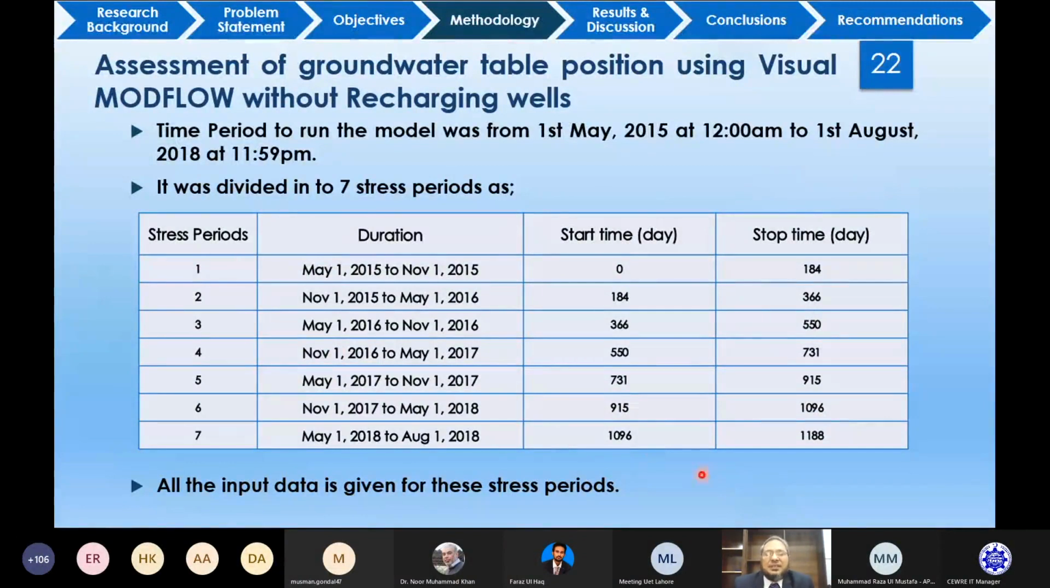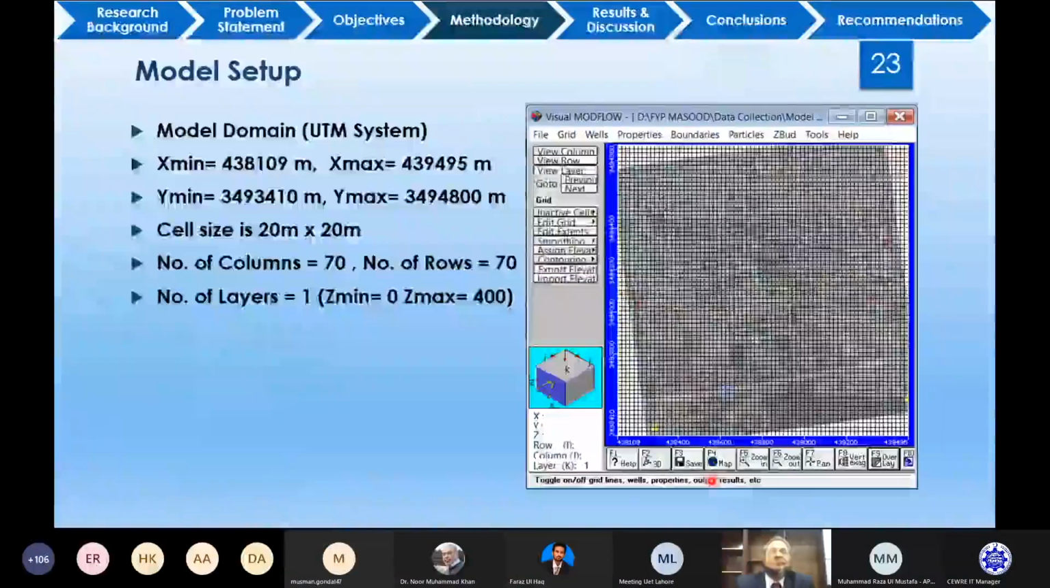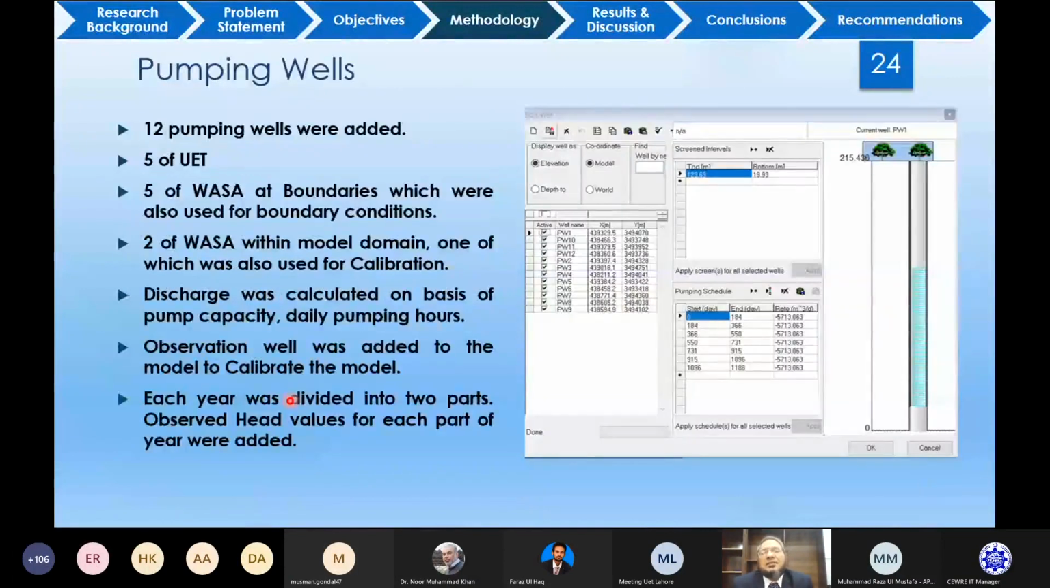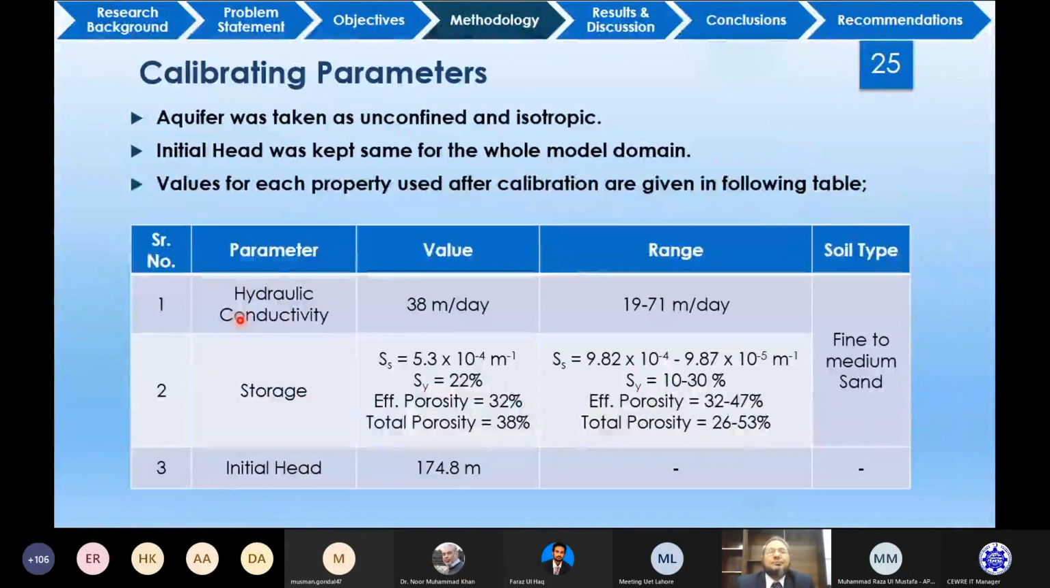the stress meters which we have used for the modeling. This was the model setup with this data. For the pumping wells, we used 12 pumping wells. 5 pumping wells were of UET, 5 of WASA, and the other was also from WASA within the model domain. And the pumping discharge we computed from the capacity of the pump and the duration for which the pump was being operated in a day, in winter and in summer.